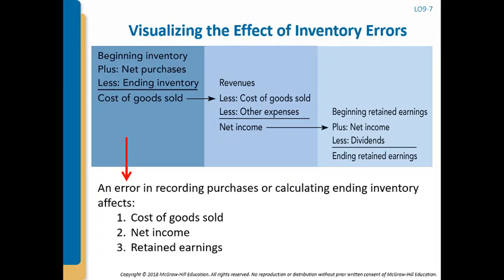It might be helpful to visualize the effect of inventory errors. If you have an error in recording purchases, you're going to have an error in ending inventory and cost of goods sold, because revenues minus cost of goods sold equals gross income. Other expenses are reduced as well to come up with net income.